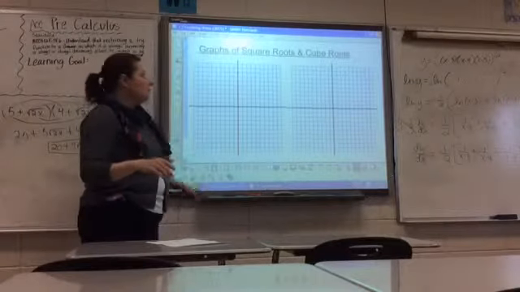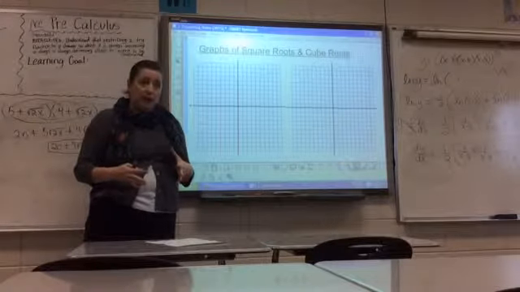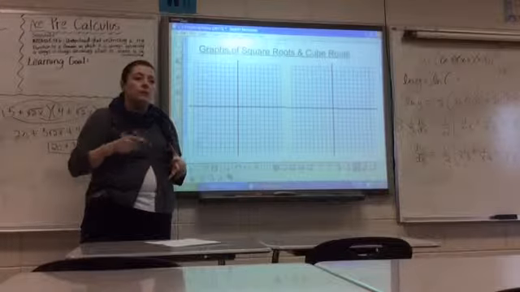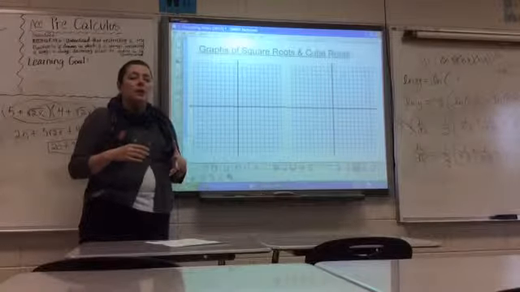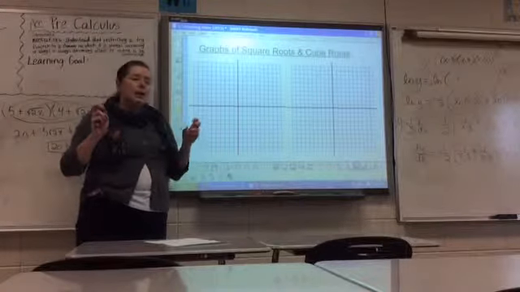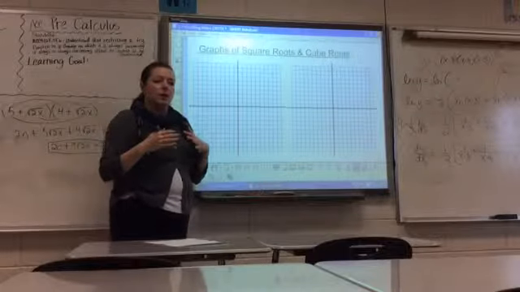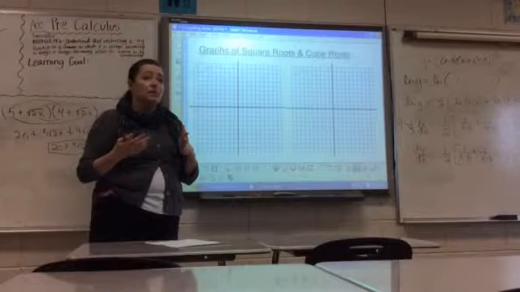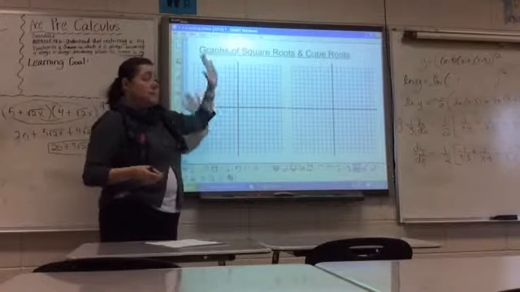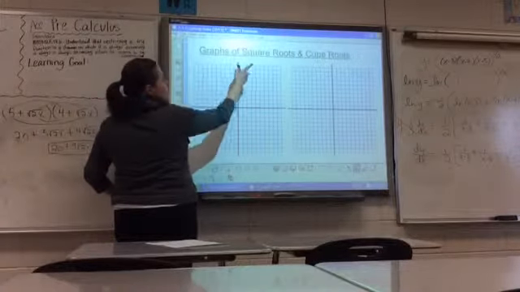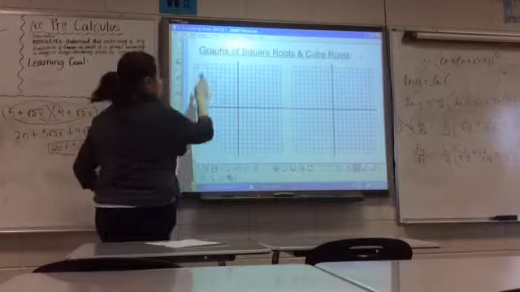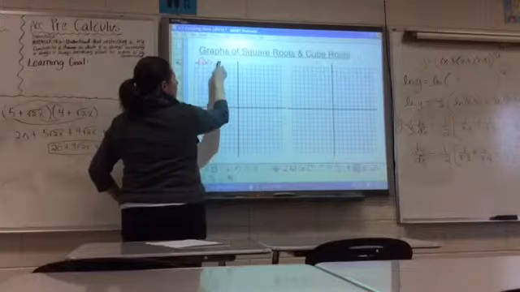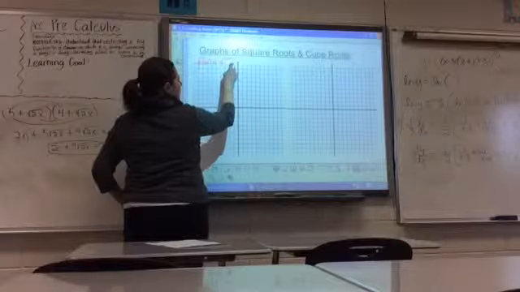So we're going to be graphing. I'm going to show you the parent graphs for square root and cube root. First period said, what's a parent graph? That's what they call the basic graphs. If you know the basic graphs and kind of how they look, then you can kind of get an idea of anything. So the first parent graph here is square root. The square root graph is f of x equals square root of x.